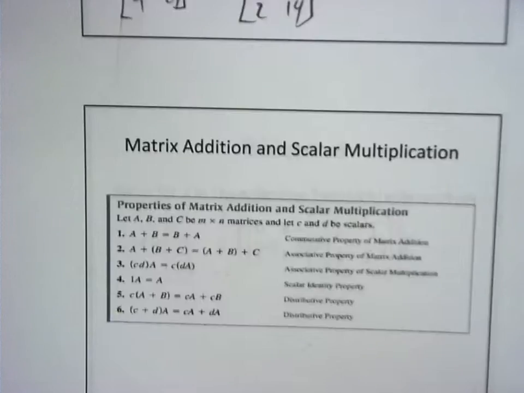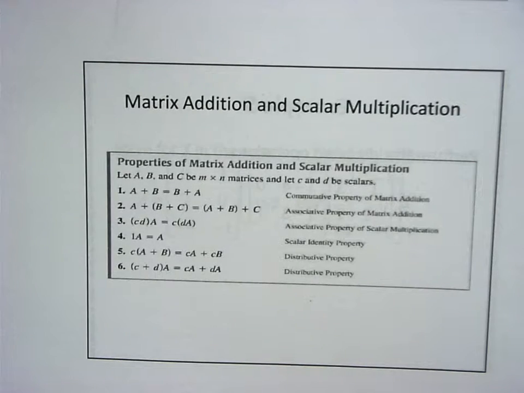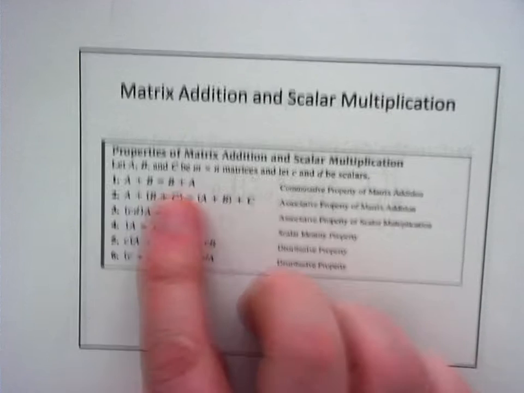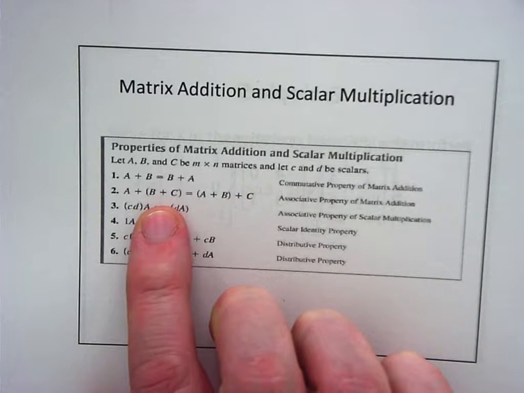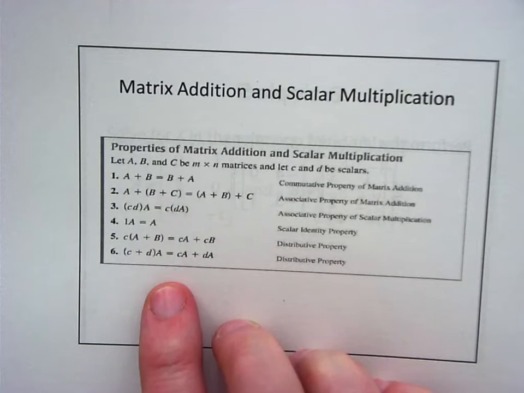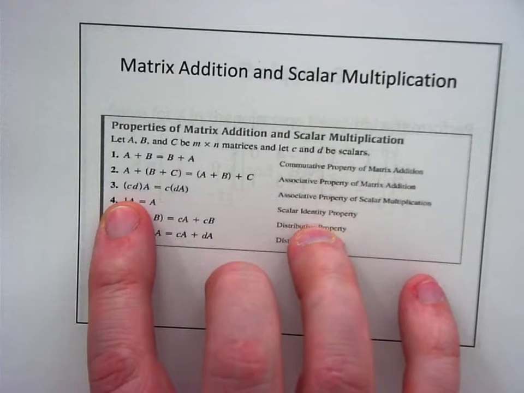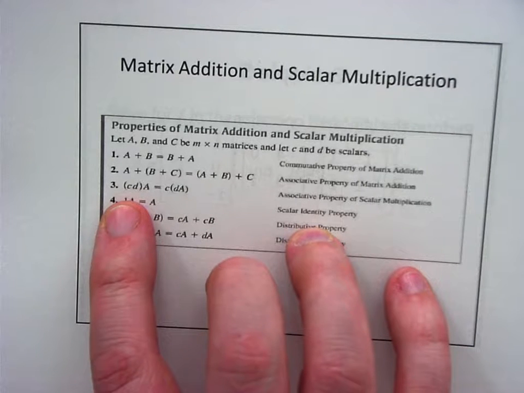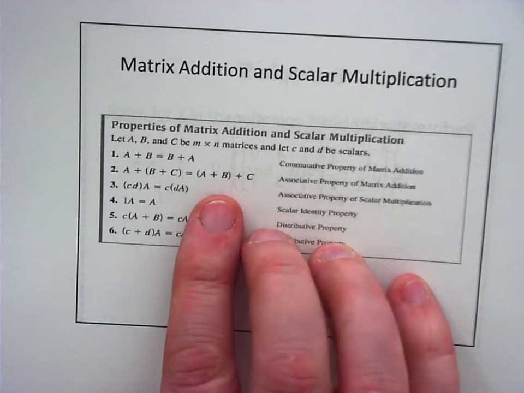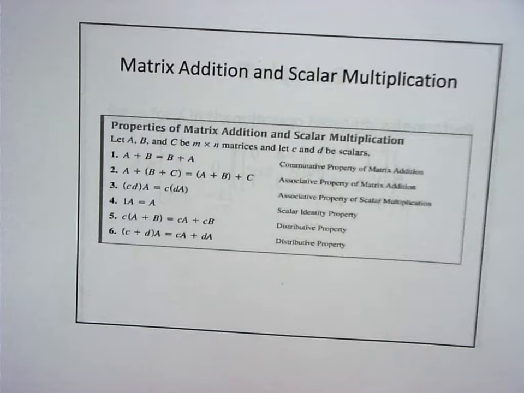Matrix addition, order does not matter. It is commutative. It's associative as well. You can add the pieces in any order you need to. Scalar multiplication is also associative. It doesn't matter if you multiply any constants first or afterwards. You're still going to get the same result.